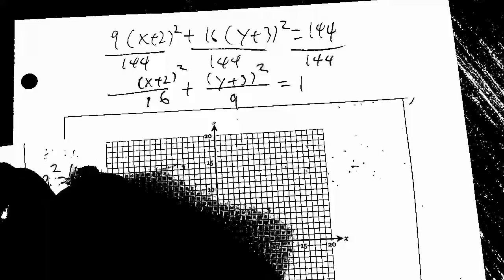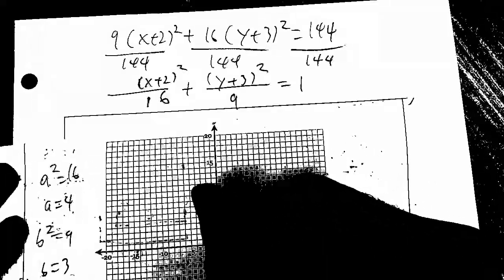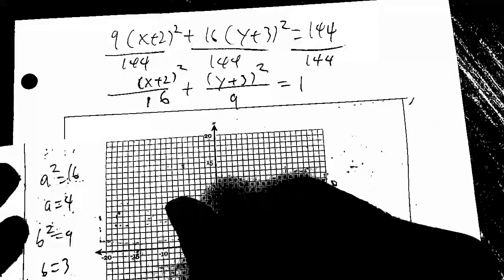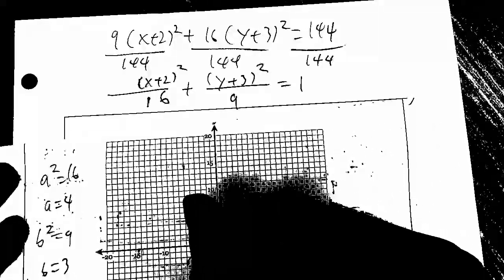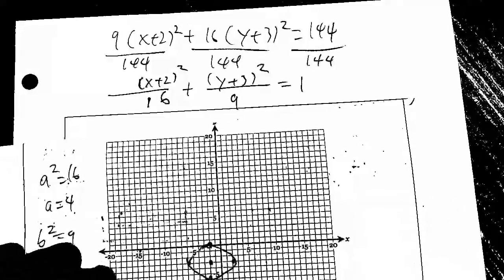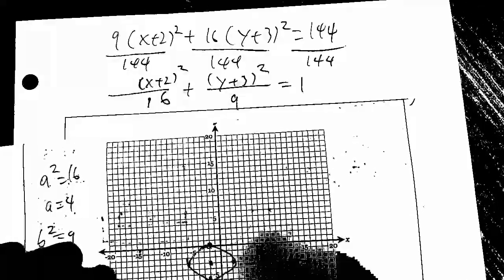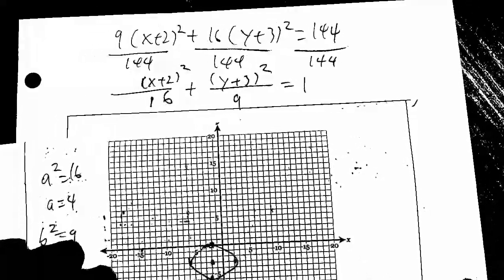Your b squared is then 9 and your b is 3. So you go 3 up, 1, 2, 3, 3 down, 1, 2, 3. And we have our ellipse, and our vertices are here and here. Our co-vertices are here and here. So the answer would be (-2, 0) and (-2, -6). Those would be your co-vertices.